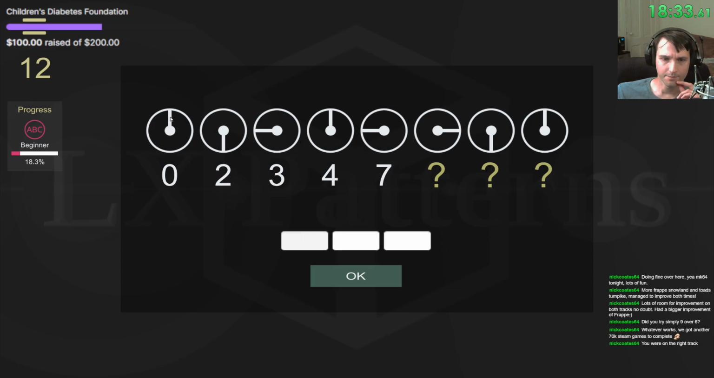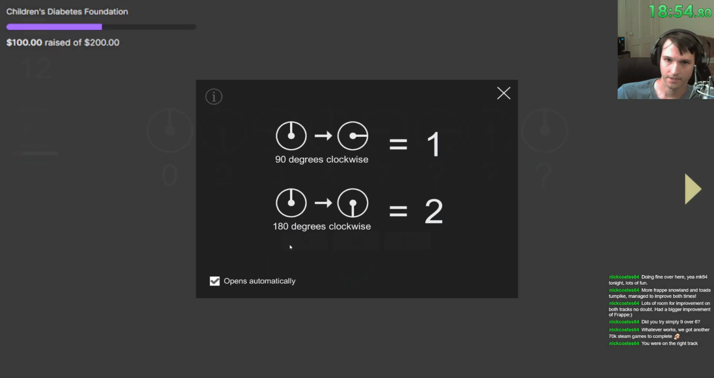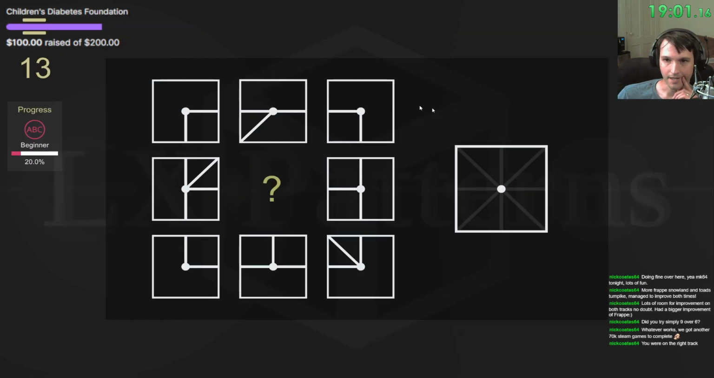Alright, so 0 is up, 2 is down, 3 is left, 4 is up, 7 is left. That means this is 9, then there's 10, and then 12. Every time it spins, it adds 1 to the number every 90 degrees. All right, so.